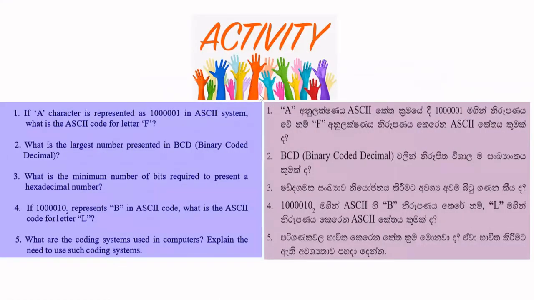Now, special thing you can see, the activity. This is very important. This is the way they have given some MCQ. If a character is represented by this value 1000001 in the ASCII system, what is the ASCII code for letter F? So you should know the alphabet, and first of all you should convert this into a decimal number, right?